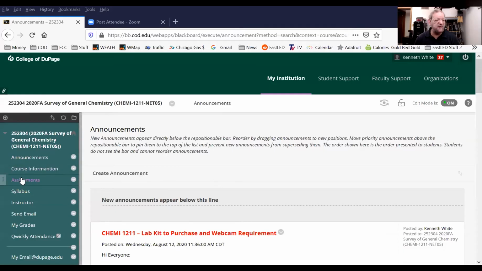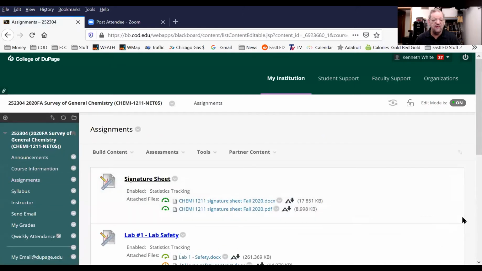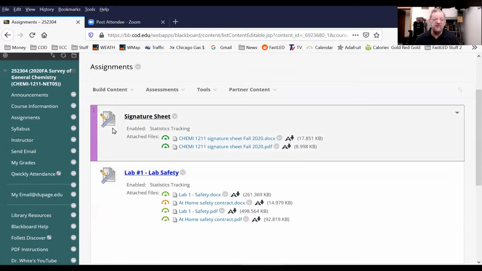Let's see something. If you look at Blackboard, you'll now see over here something called assignments. If you click on that, you'll see there are two assignments. The signature sheet, which I asked you to send to me as soon as possible, and you do that by uploading when you click on here. First of all, you can download either one to write in. If you don't have a printer, you can handwrite it out, and you will upload it through here.